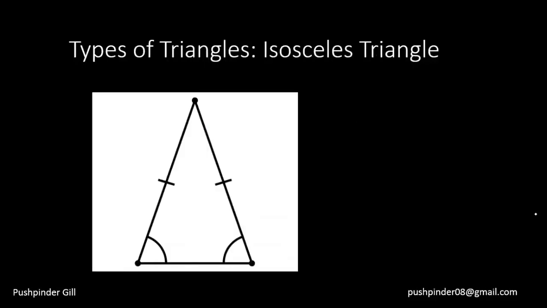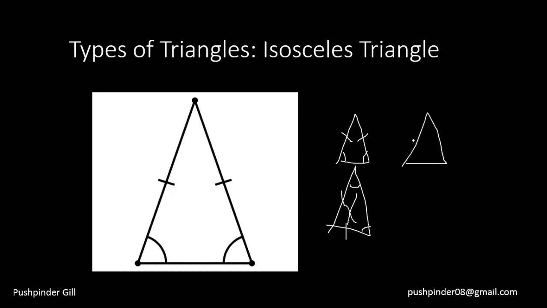So let's see the isosceles triangle. In an isosceles triangle, two angles are equal and two sides are equal. Suppose this is an isosceles triangle and these two sides are equal, then these two angles will be equal, the angles opposite to the sides. Let's take another example: say this and this side are equal. That means this angle and this angle would be equal. So two sides are equal and two angles are equal.